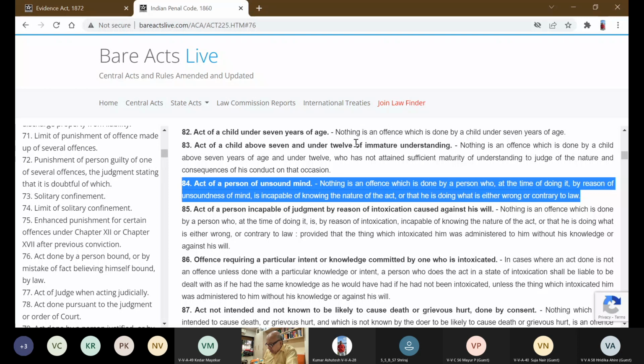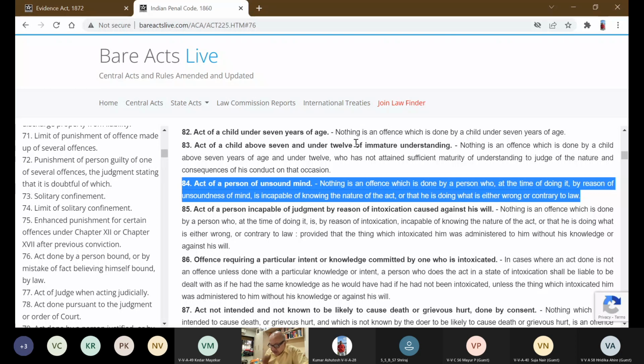Yeah, illustrations A, B, C, D आ गए इसके अंदर. Okay, that is section 80. Section 45, okay. Anybody want to ask me any question?